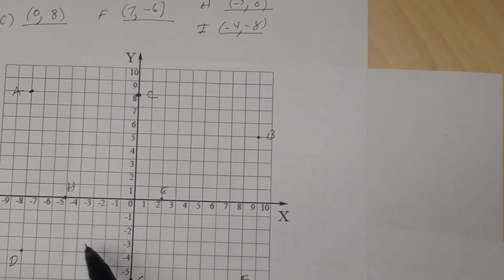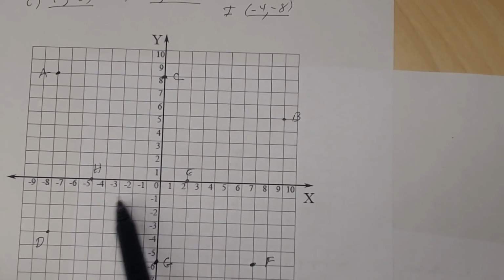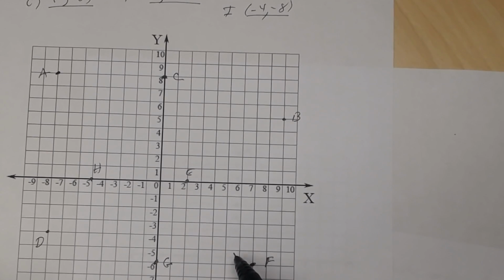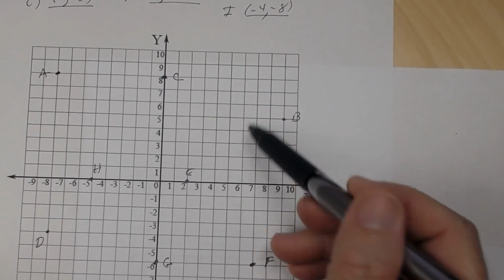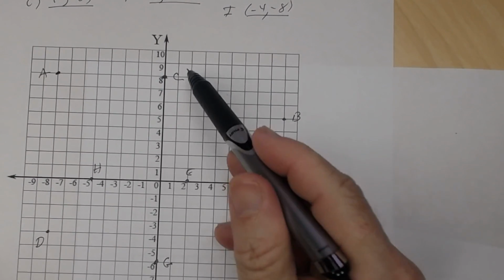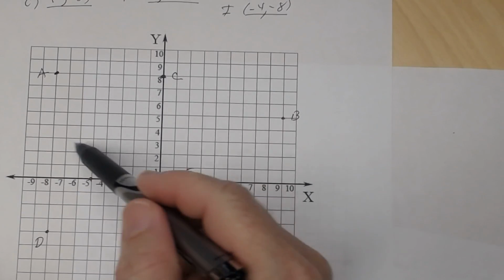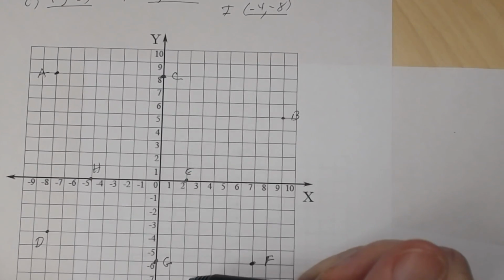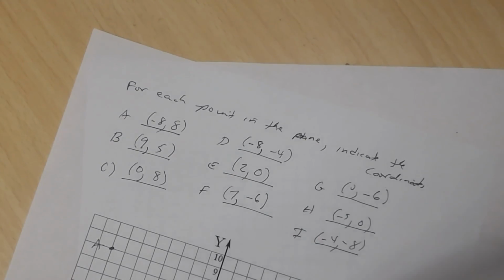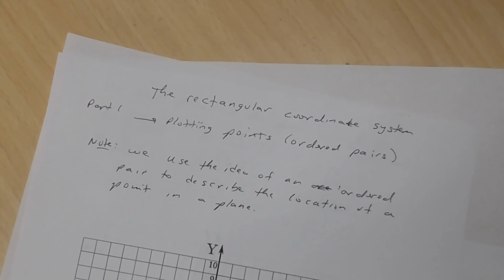So at any point in quadrant 3, the x is negative and the y is negative. Any point in quadrant 4, the x is positive, y is negative. Any point in quadrant 1, the x is positive, y is positive. Any point in quadrant 2, the x is negative, the y is positive. Okay? So that's going to take care of this lesson. Remember, this lesson was dealing with just plotting ordered pairs. That's all it was.